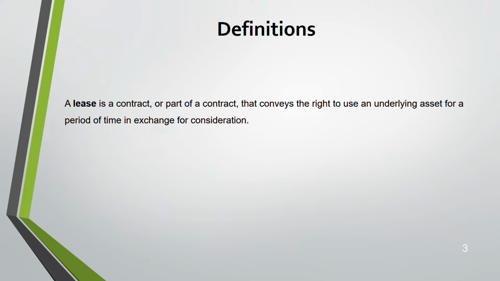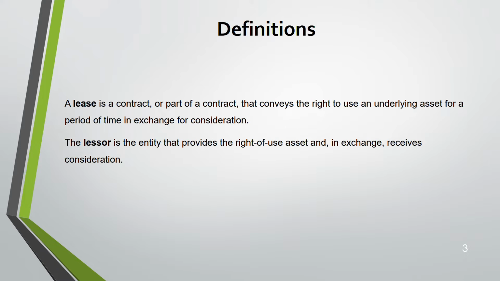So you are receiving consideration as a lessor, and the lessee, the person who has taken the lease, is going to pay you consideration. They are going to use your asset. They are not going to control the asset, but they're going to use it. They're not going to have the ownership of that asset. Okay, that's the meaning of lease.